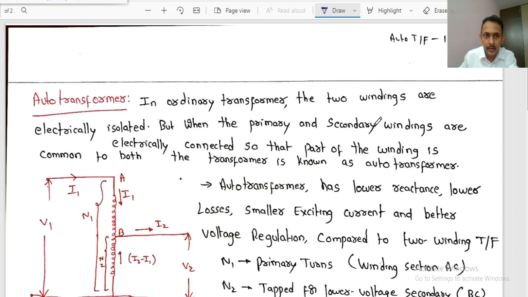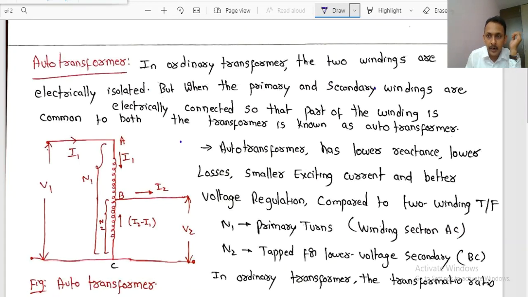autotransformer, here both primary and secondary windings are electrically connected, so that a part of the winding is common to both. Then it is known as an autotransformer. How do you understand that? For example, here it is to have both primary and secondary winding like this.